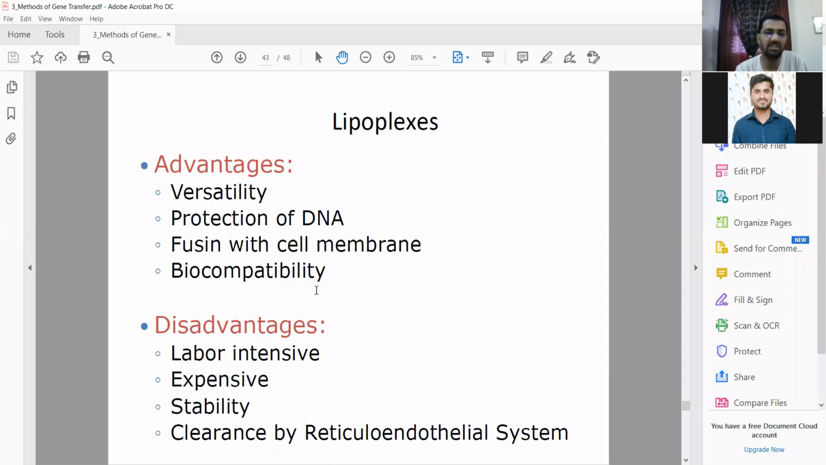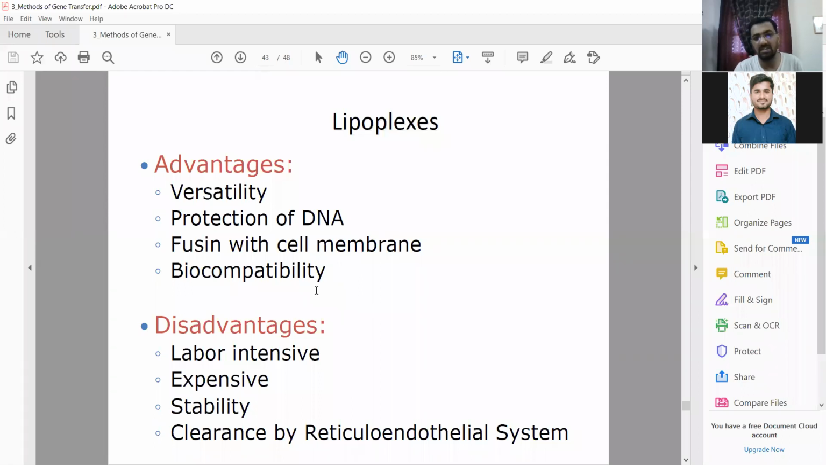Coming to their advantages and disadvantages, the advantages are the versatility of these lipoplexes, protection of DNA, interaction with the cell membrane, and biocompatibility, so that they could handle different ranges of DNA. And disadvantages: they are labor intensive, expensive, have an issue of stability, and clearance by the reticuloendothelial system. As compared to the other plexes, they are more easily cleared by the reticuloendothelial system.